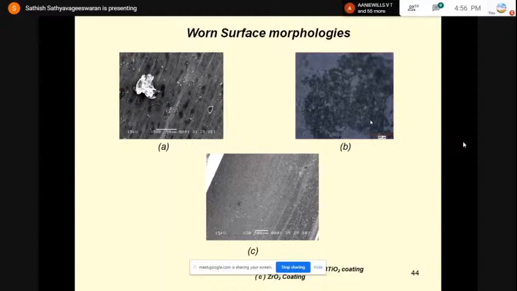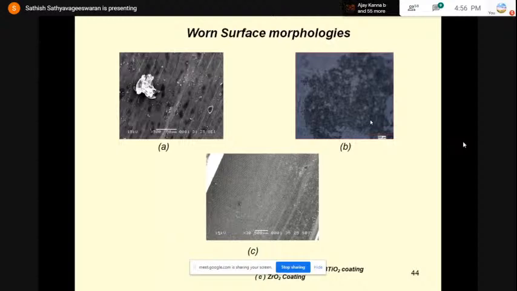And at the end of testing, we have taken the surface morphologies. If you go for the first coating, that is in the case of bilayered coating, one can say that after 1 lakh cycle of wear testing, more amount of particles are being retained. And this indicates that this particular bilayered coating is offering very good resistance to wear.